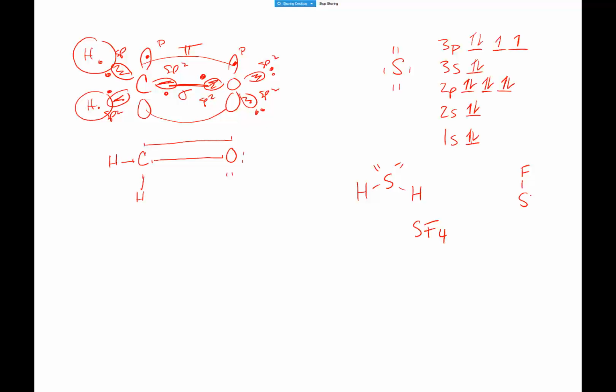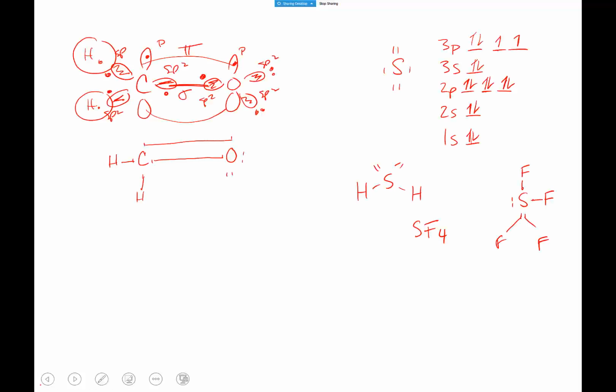Well, let's see. Okay. So 1 electron, I'm going to bond those 2, and then I've got 2 more pairs, so there's my SF2. And so in order to form SF4, I'm going to go F and F. So there's my SF4. So SF4 has 3 sigma bonds and a lone pair.